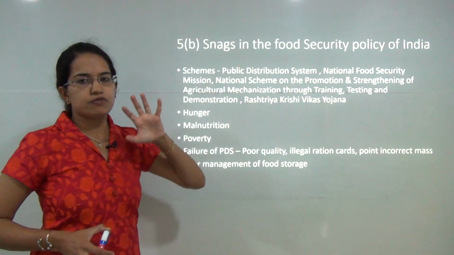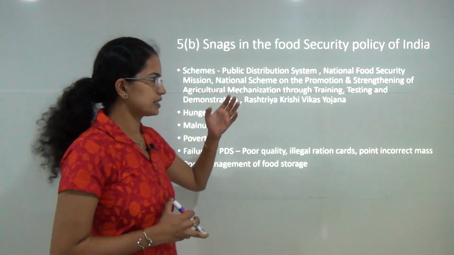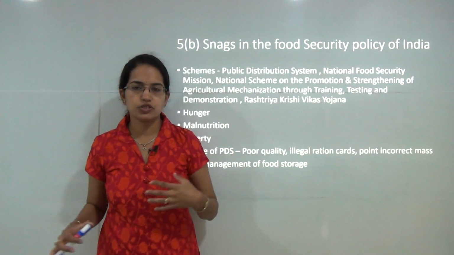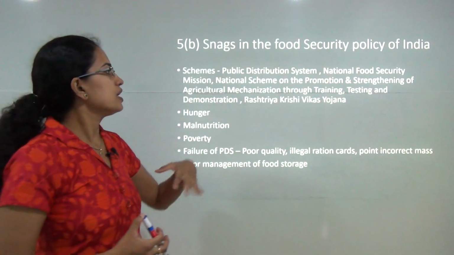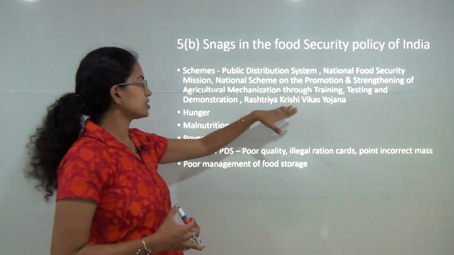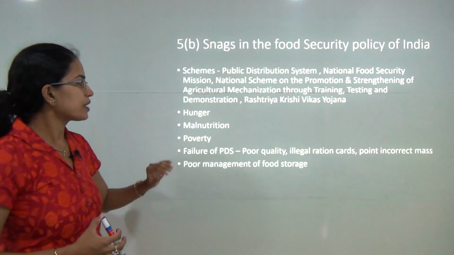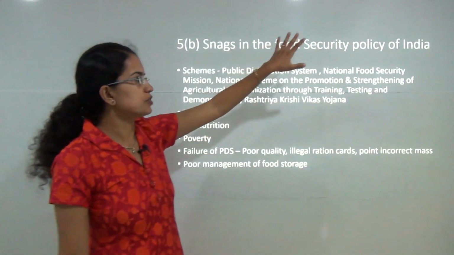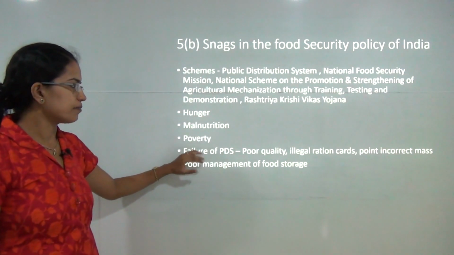Now when we talk about food security policy, there have been numerous policies that have come up, starting with the public distribution system. The public distribution system talked about distribution of food through ration cards. Then you have the National Food Security Mission, the National Scheme for Promotion of Agriculture Mechanization, and so on and so forth. What we need to fight under the food security policy is basically hunger, malnutrition and poverty.